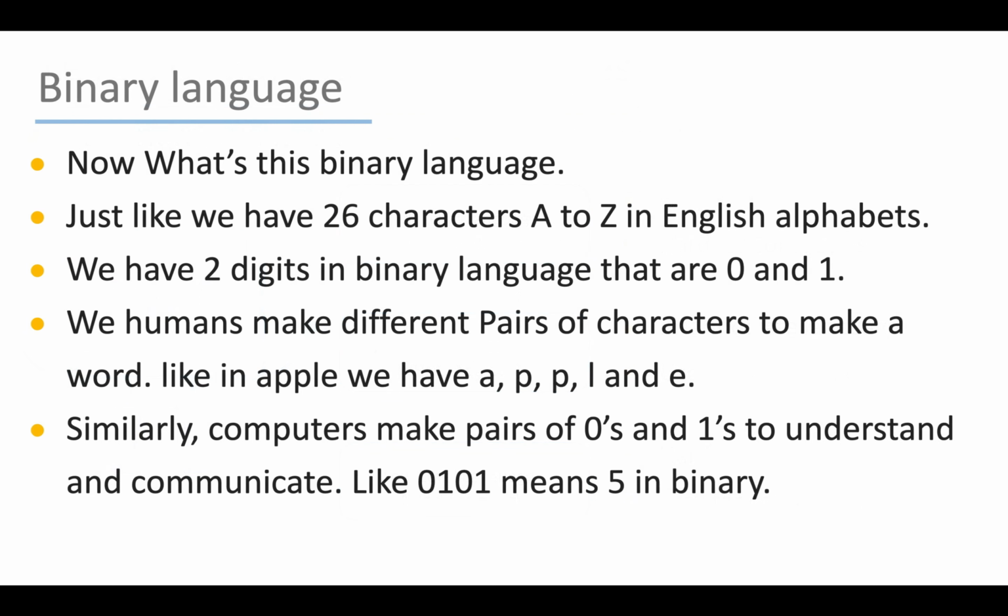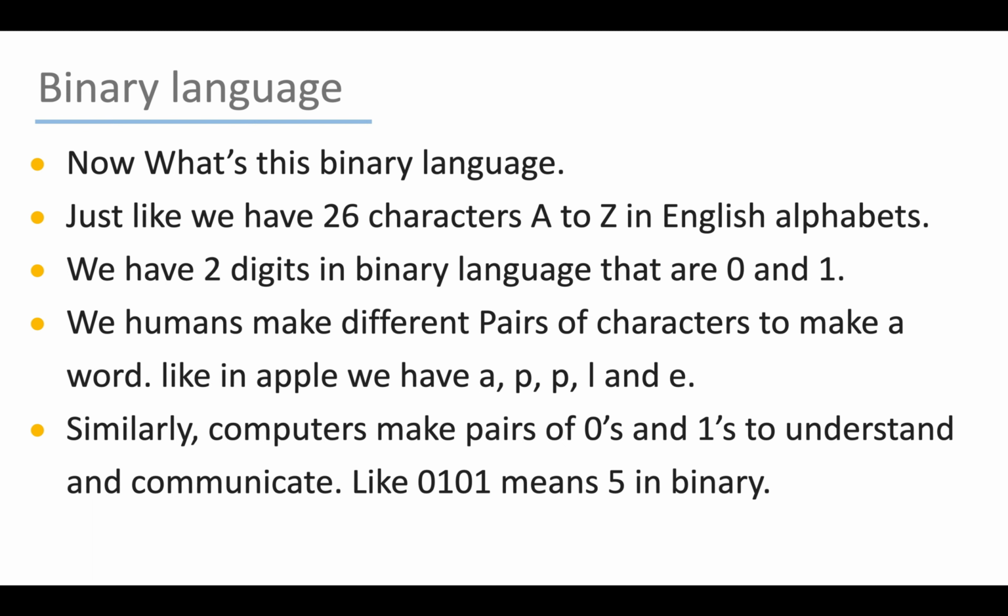Now, what's this binary language? Let's understand it a little more. Just like we have 26 characters, A to Z, in the English alphabet, we have two digits in binary language, that are 0 and 1. We humans make different combinations of characters to make a word. Like in Apple, we have A, P, P, L and E. Similarly, we have hundreds of thousands of different words that are made using only these 26 characters.